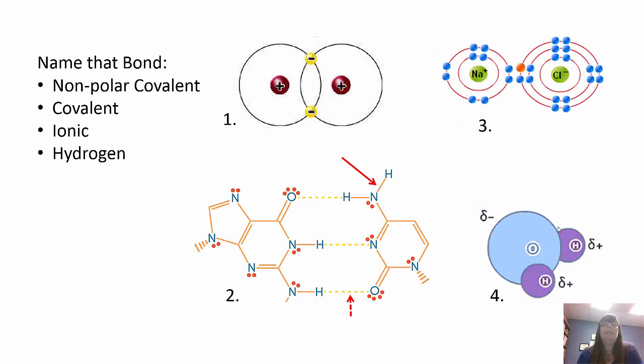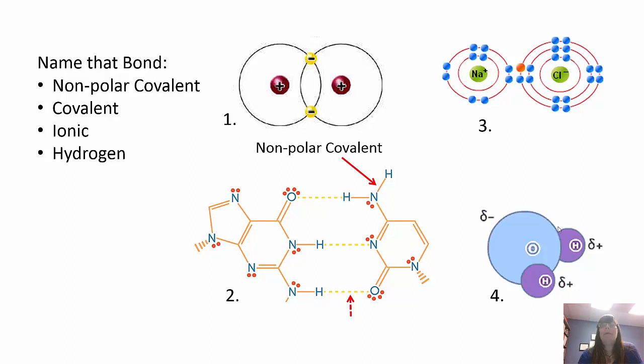So, name these bonds. What kind of bond is number 1? What kind of bond is number 2? What about 3? And 4.